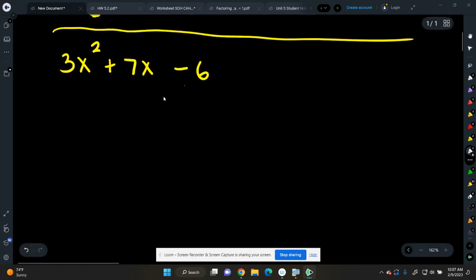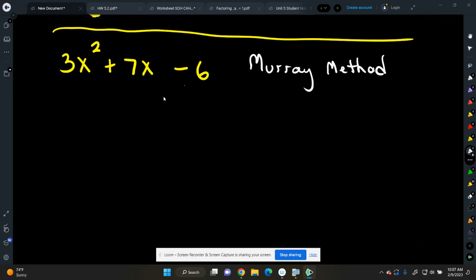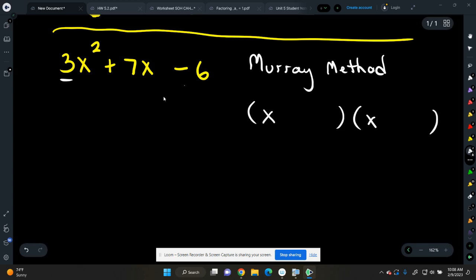So here's what we're going to do. I call this the Murray method, right? We're going to use the Murray method. Okay. All right, everybody with me? Okay. What's presenting the problem here is the 3. So we're still looking for 2 sets of parentheses, okay? Only now I'm not just putting x in each parenthesis like we were before. Because when we multiply that out, that just gives me x squared. It doesn't give me 3x squared, okay?